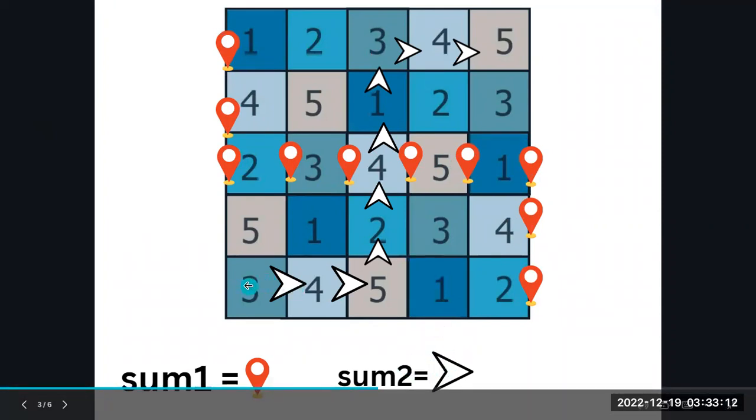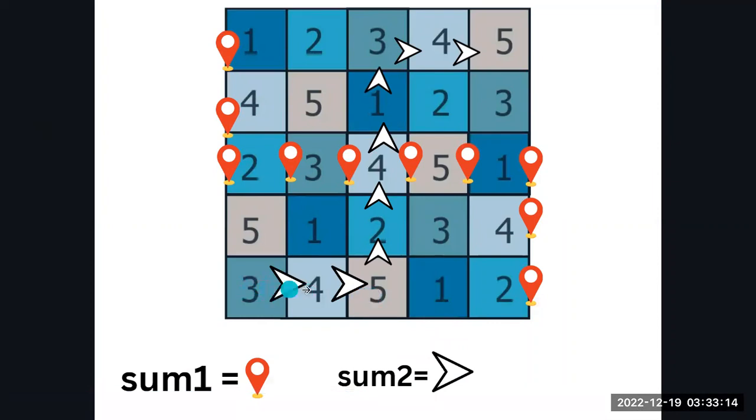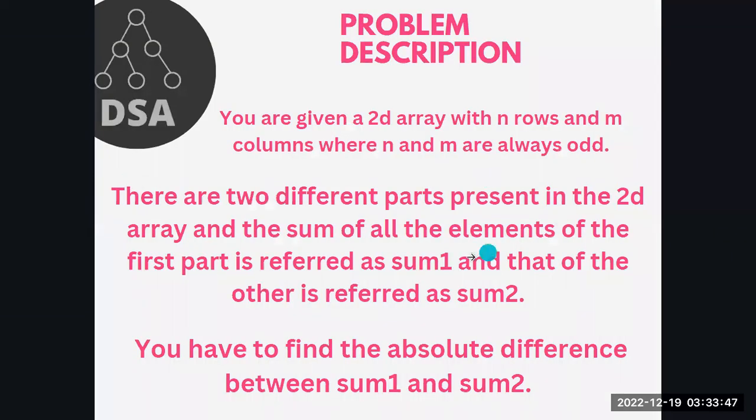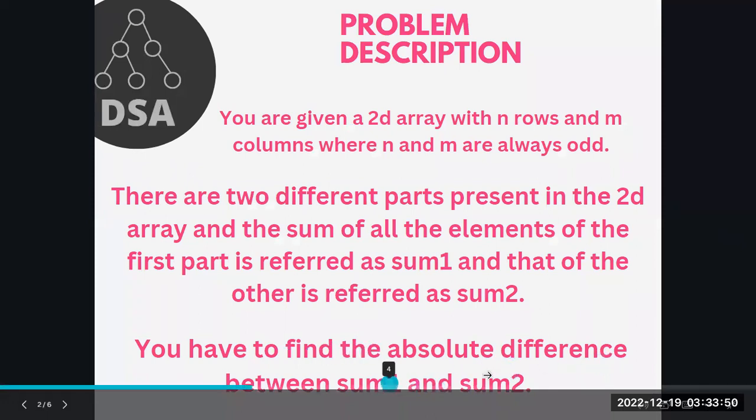And sum two is referred to as this. Sum two is like this, starting from 3 4 5, traverse like this, and then from the last row, it is starting in the last row, zeroth element, with index n 0. From this, go till the middle column, not more than the middle column, and then go above, and then go right to the last item of the column. This is sum one and sum two. You have to find the absolute difference between sum one and sum two.